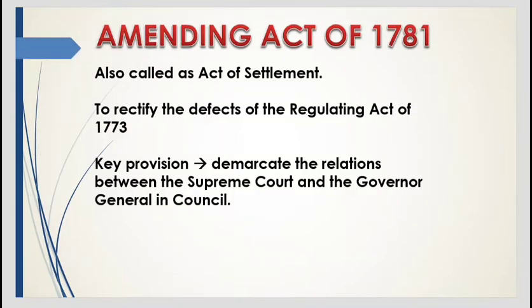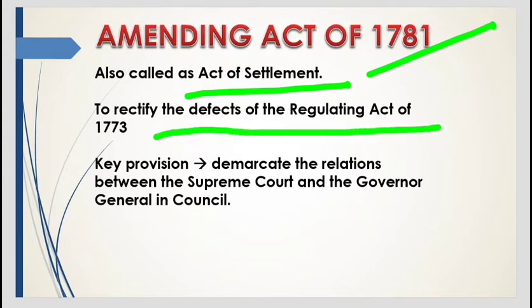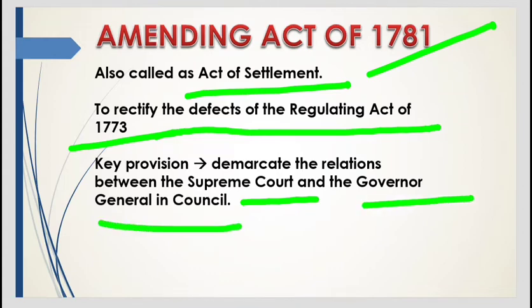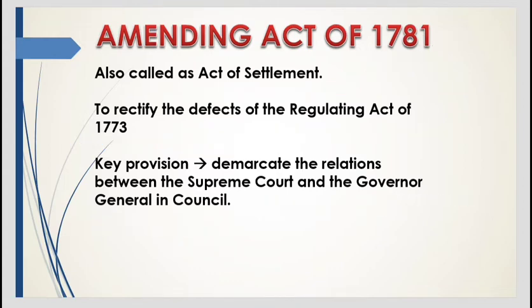And the next act is Amending Act of 1781. It is also called as the Act of Settlement. It was introduced just to rectify the defects of the Regulating Act, and only key provision is that it demarcated the relations between the Supreme Court and the Governor General in Council, the Executive Council of Governor General.